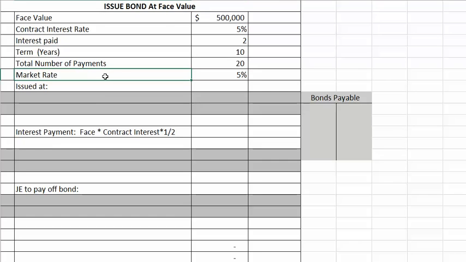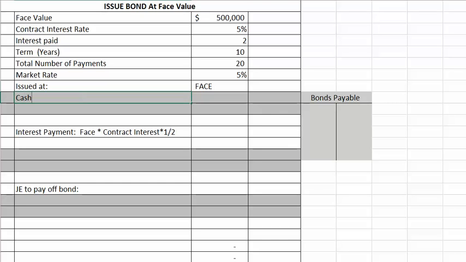The market rate will also be given to you. The market rate will help you decide how the bond will be issued. Will it be issued at face value, at a discount, or a premium? Well, here the market rate is 5%. Our contract rate is 5%. Whenever the market rate and the contract rate are the same, the bond is issued at face value. That means that we will receive $500,000 for a $500,000 bond, which makes the journal entry a little easier.